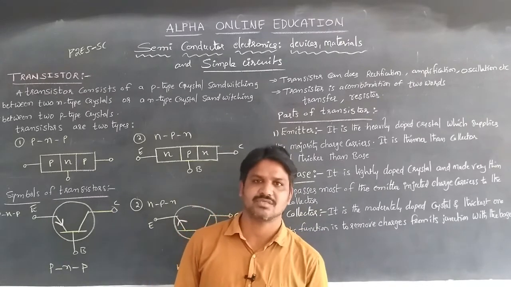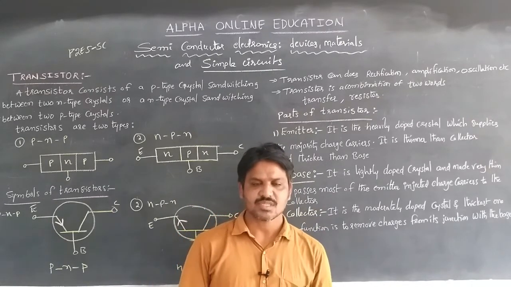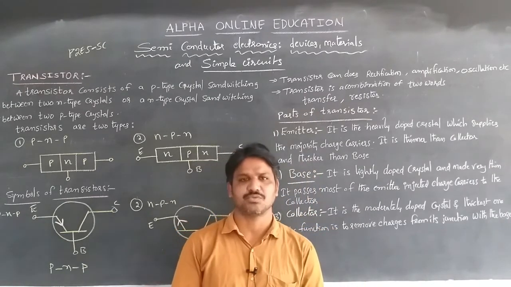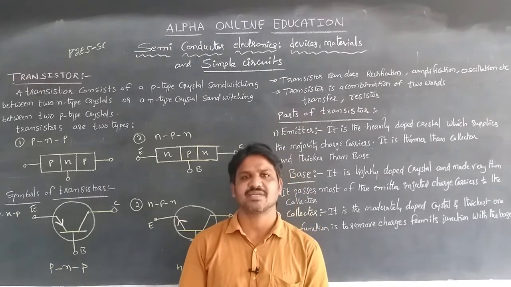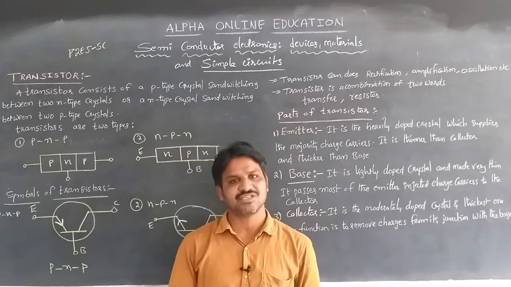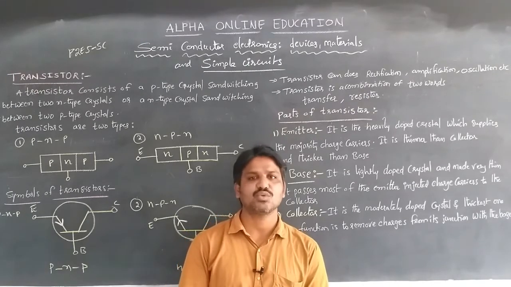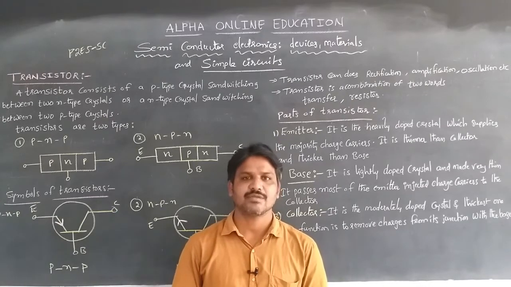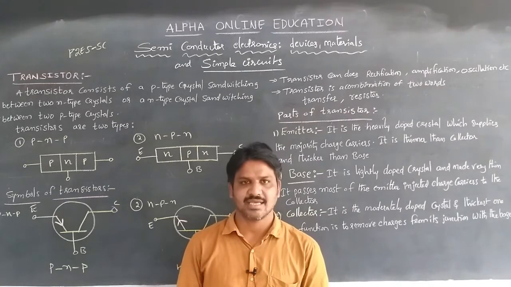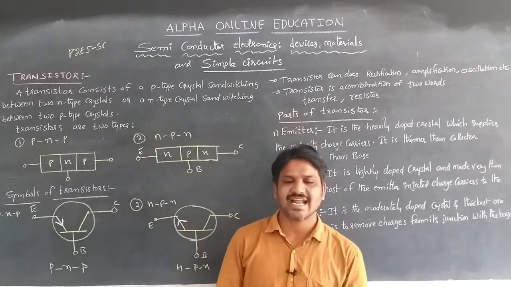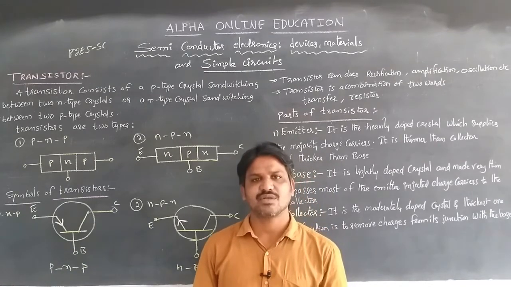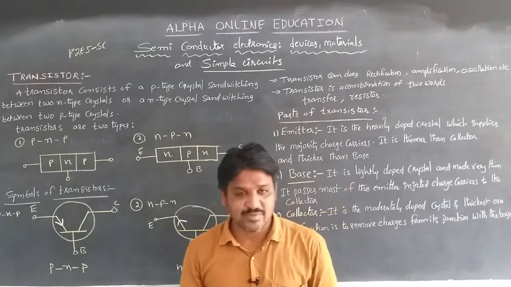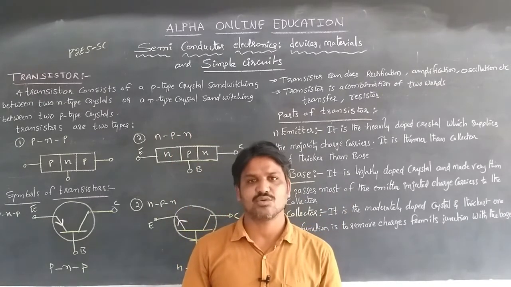Now we are going to discuss what happens when a p-type crystal, which contains positive holes, is sandwiched between two n-type crystals, or an n-type crystal is sandwiched between two p-type crystals. Then a transistor is formed. A transistor is a device that can do oscillation, amplification and rectification, as well as much more.